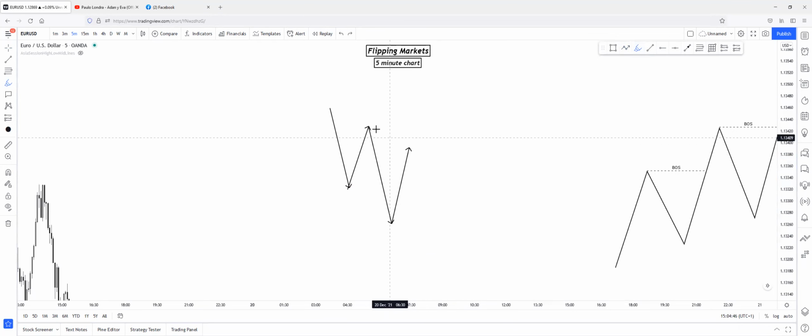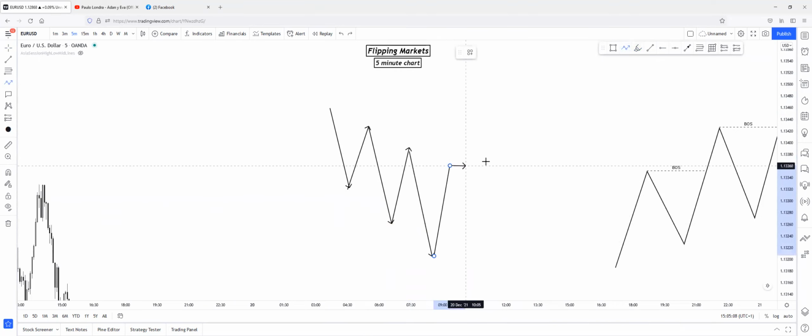If the pullback respects the last lower high point, which is this one, so it doesn't break above it, it will create a new lower high. This will be a new lower high. And after this, price can continue the bearish trend, break structure to the downside, create another break of structure here. And if the pullback happens, if it respects the last lower high, which is this one, it can continue the overall bearish trend.